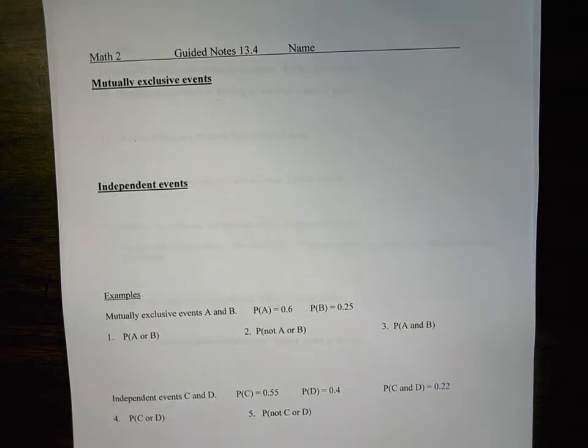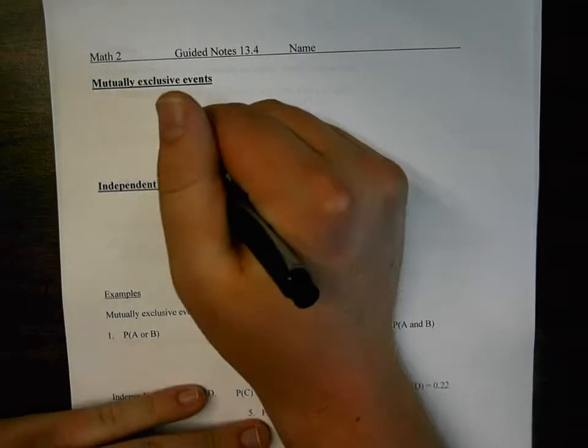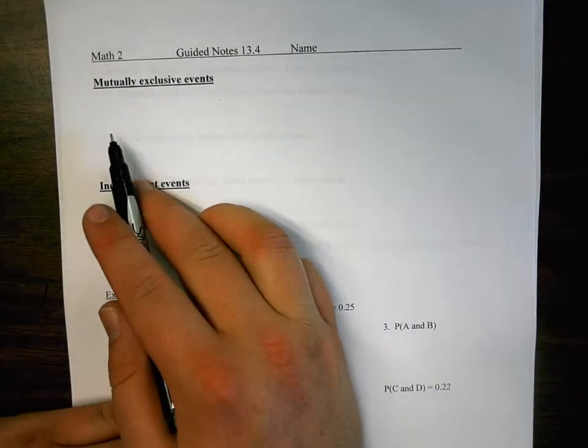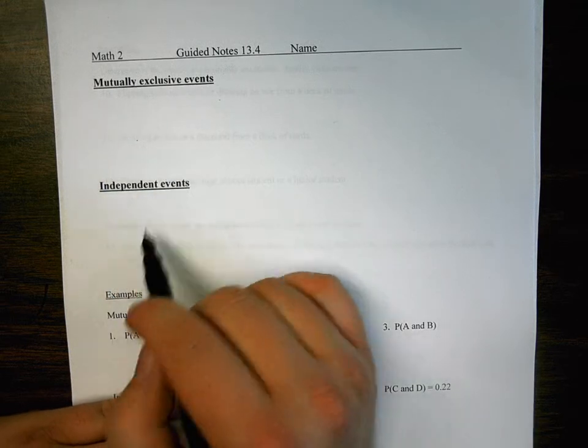13.4, we're going to be dealing with mutually exclusive and independent events. So now we're going to be working with numbers a bit more. But we need the definitions for mutually exclusive events and independent events.